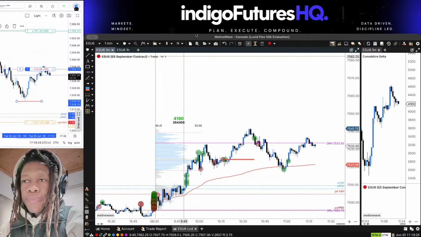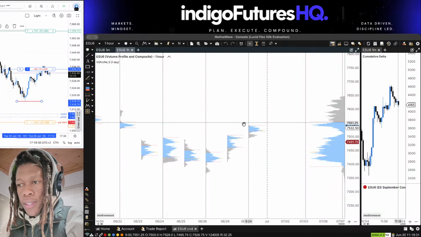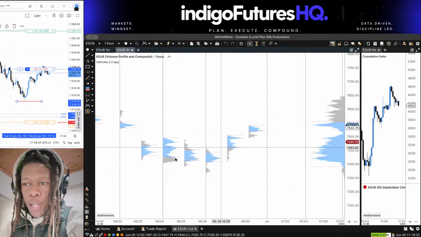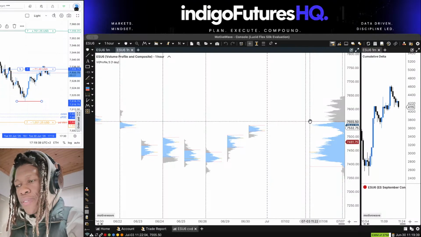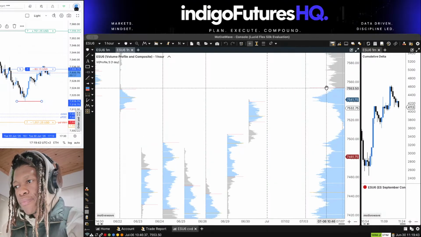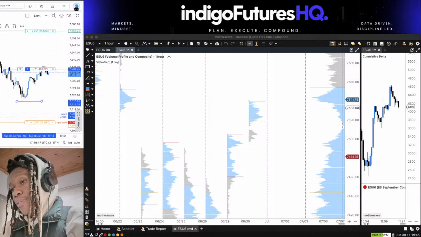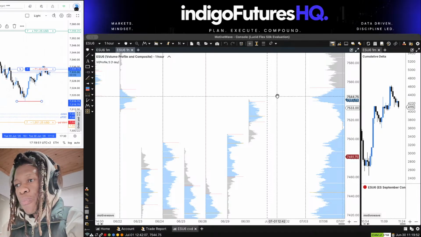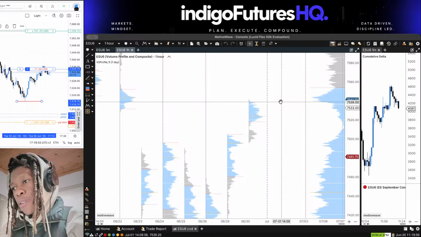Where I'm getting that level from is the composite volume profile, which is a volume profile for the last 20 sessions. So I'm targeting the value area of that. 550, 554. It really should be 554. That's where the logic for this current trade is coming from.